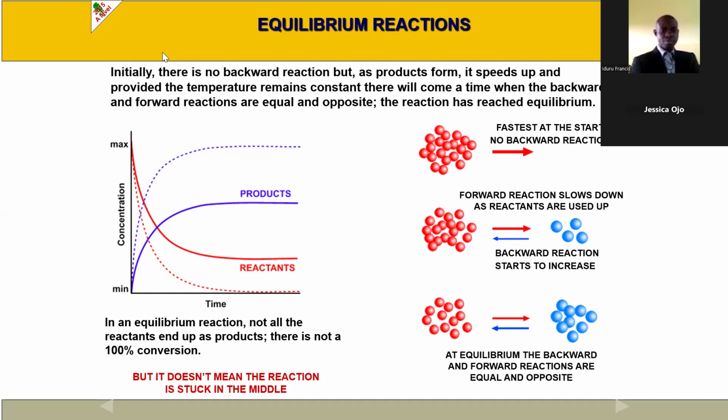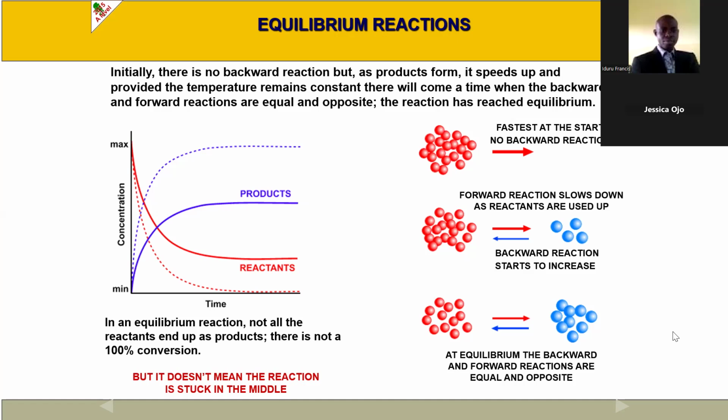The point being made here is that with reversible reactions, sometimes the forward reaction takes precedence until conditions are changed that will favor the backward reaction. So it is fastest at the start, the forward reaction slows down as reactants are getting used up, then you have the backward reaction. The moment you start having more product, there is a tendency for a backward reaction. So an equilibrium will be reached.